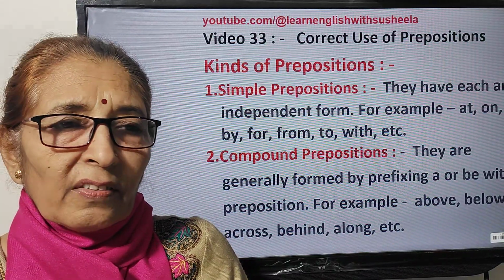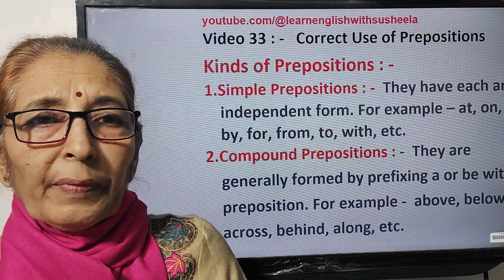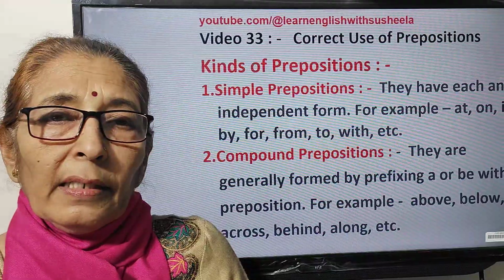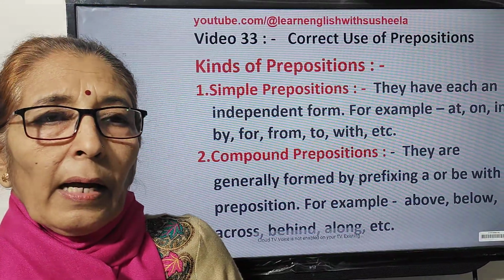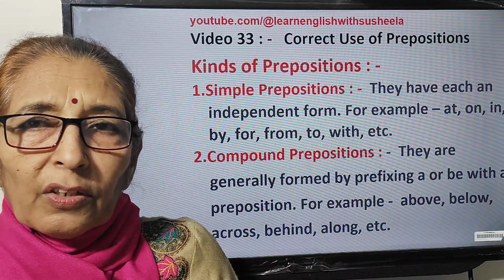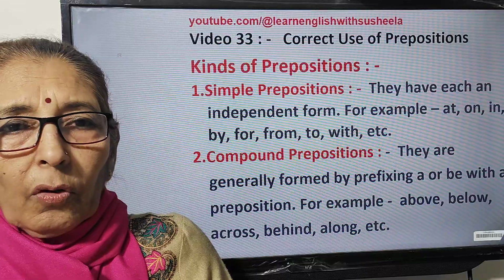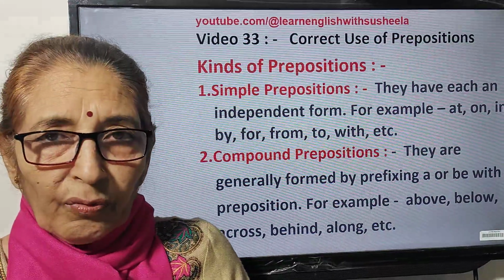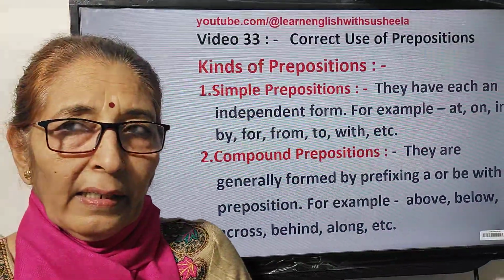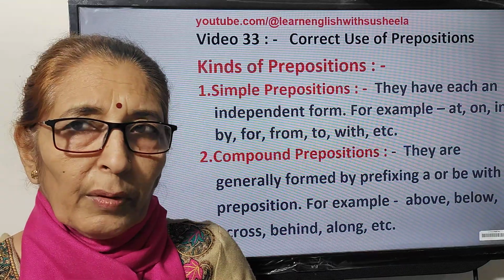At is used for a fixed time. For example, he came at 9 o'clock. At is also used with a small place. For example, he lives at Simapuri. At is used when we are sitting on the chairs near the table; we say we are sitting at the table. On is used when the thing is touching the surface, that is, the book is on the table. On is used with day and date, just as he will come on Monday, or he was born on 6th December.